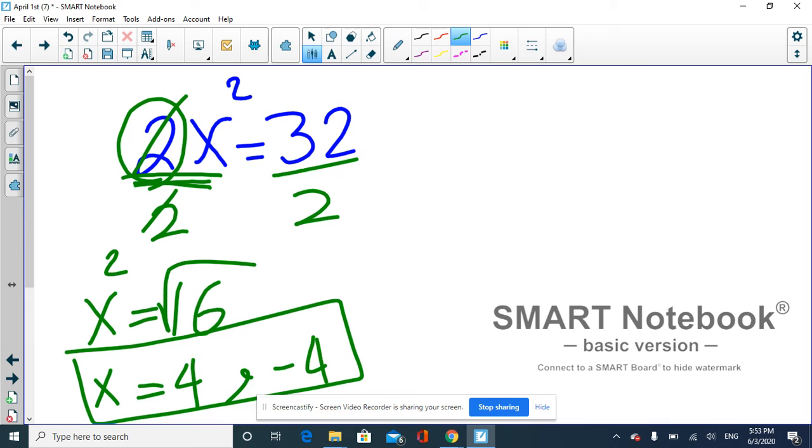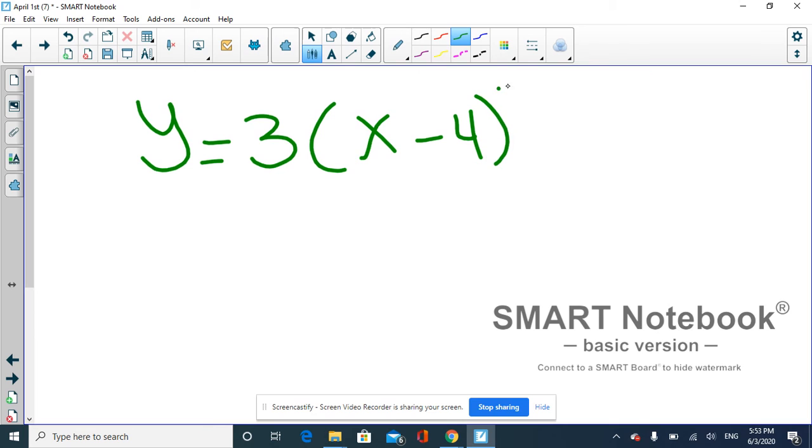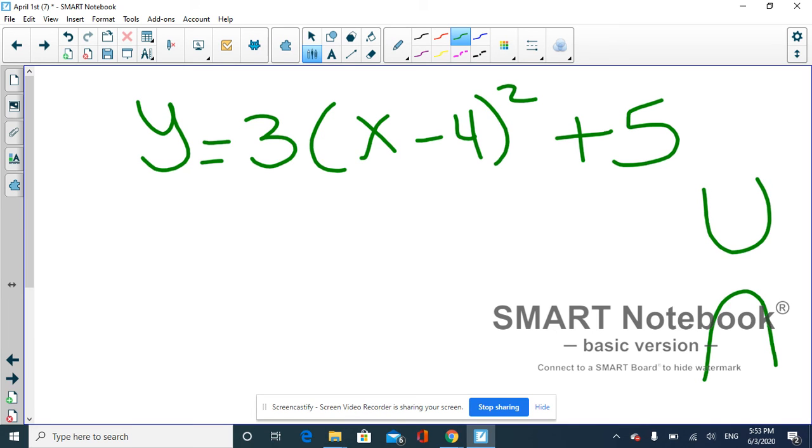Okay? Let me remind you about the vertex form for the quadratic equation or the quadratic function. y equals, and let me say we have 3 times (x minus 4) squared plus 5. What is the vertex of the parabola? You know that this is quadratic, and when you graph it, it will be a parabola, maybe open up or open down. Since we have 3 here as a positive, it will be open up. Okay? So, what is the vertex?